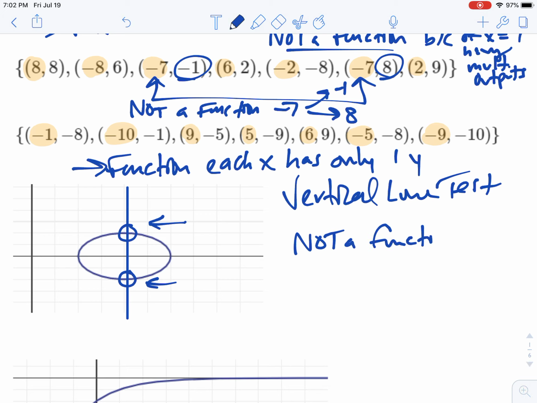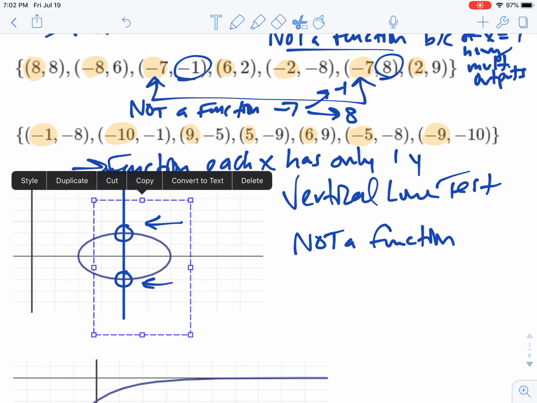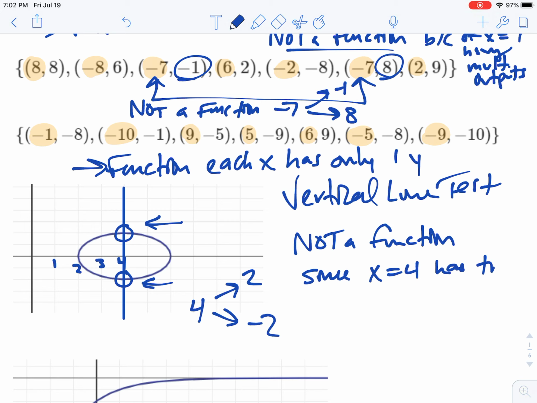Because if you look here, for this x value, which is why we use a vertical line because it isolates the x values, I've got multiple x values where this happens. If I use this x value right here, this would be 1, 2, 3, 4. So the x value of 4 has two different outputs. 4 goes to 2 and 4 goes to negative 2. That's not possible to be a function. So not a function, we can just say since x equals 4 has two outputs. And we only need one example of it not working. You don't need more than that.